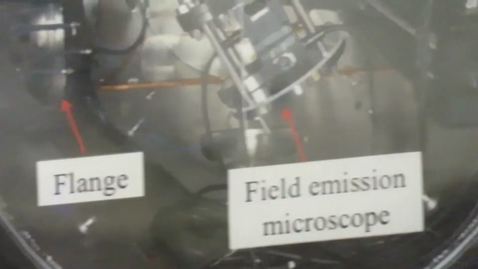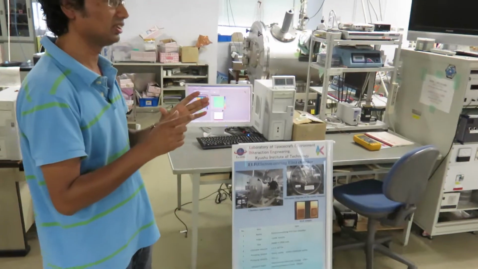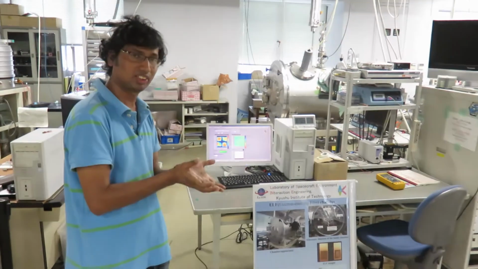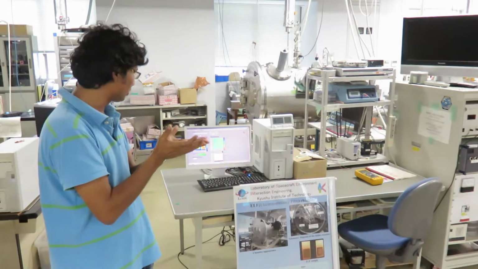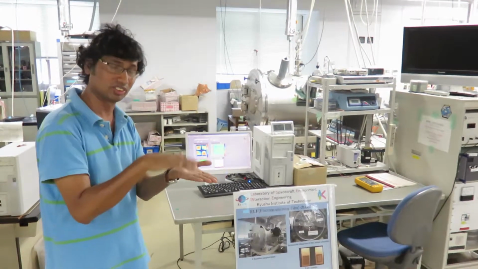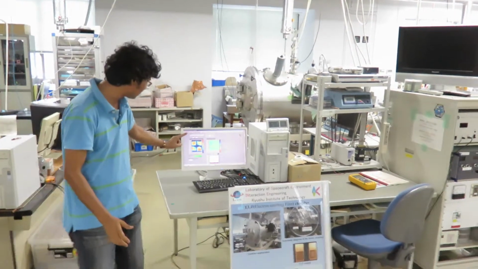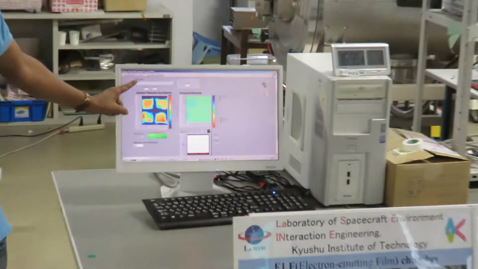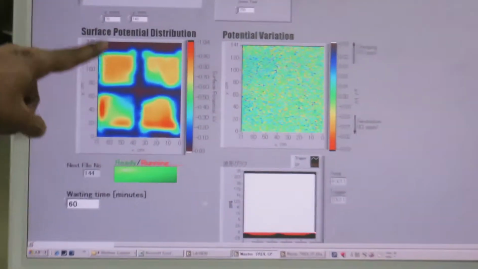Through this system we can confirm the surface charging and the charge decaying, as well as measure the potential distribution over the surface due to the electron beam. You can see here recently we have done some experiments, and you can see the color gradient here.